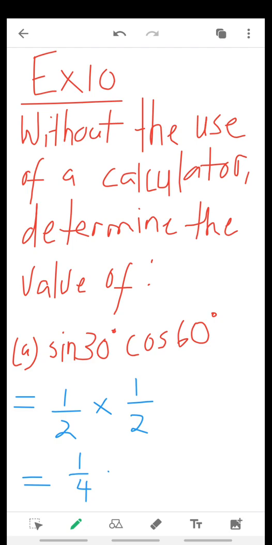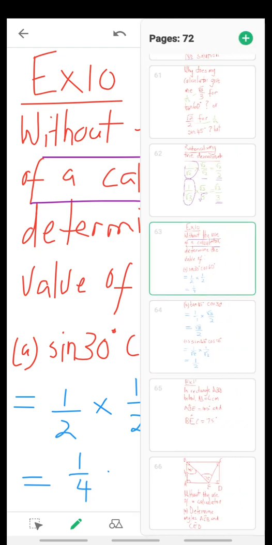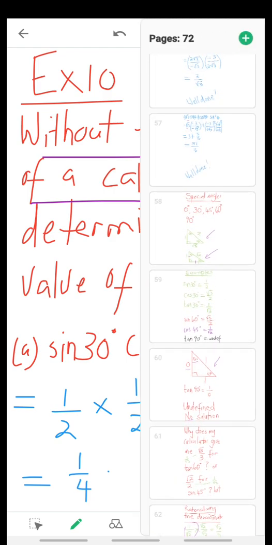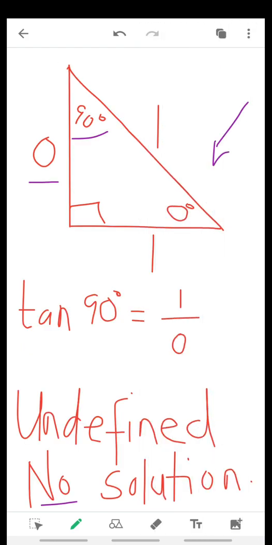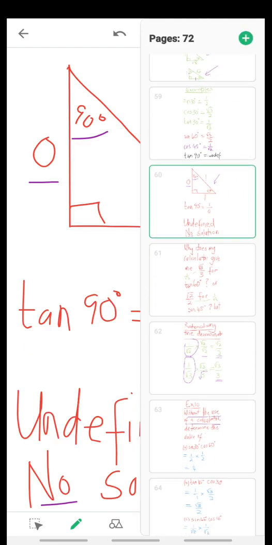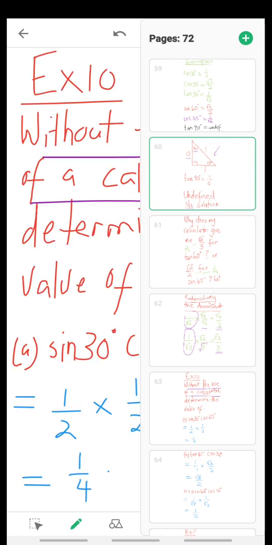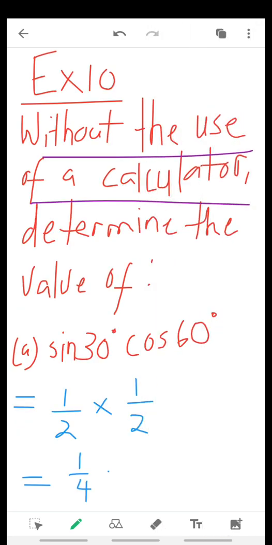Do you know your special angles now? You must know your special angles. Okay, using the triangles and without, underline, the use of a calculator. Meaning you can't use your calculator, you must use your special angles, which we have covered in this slide here. Okay, so let us find sine 30 degrees times cos 60 degrees without the use of a calculator.